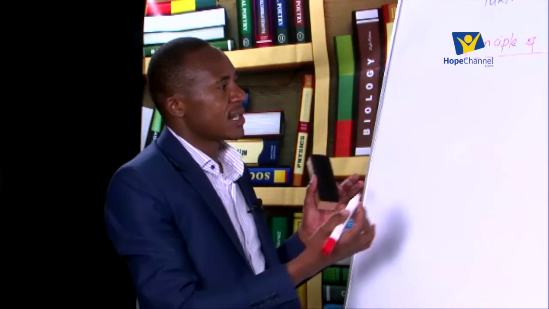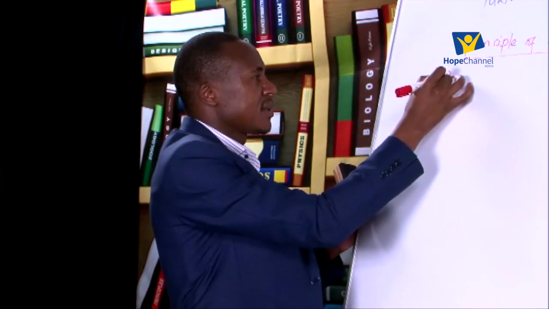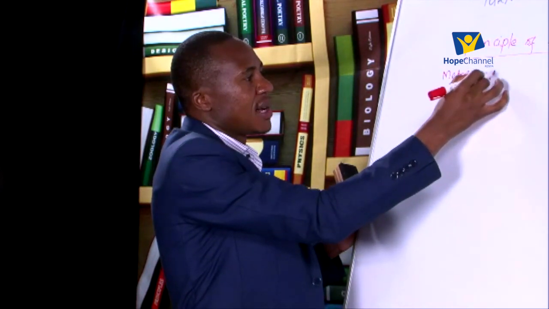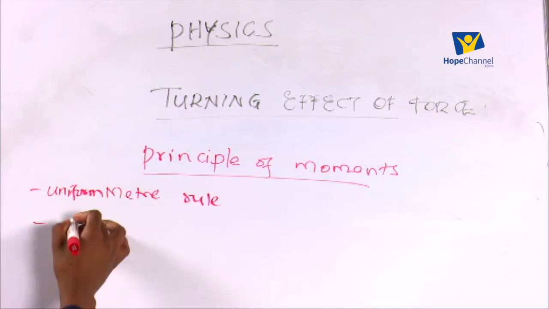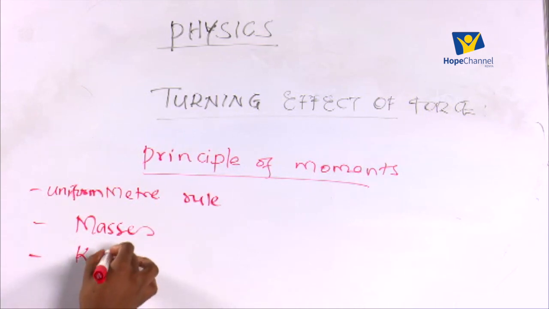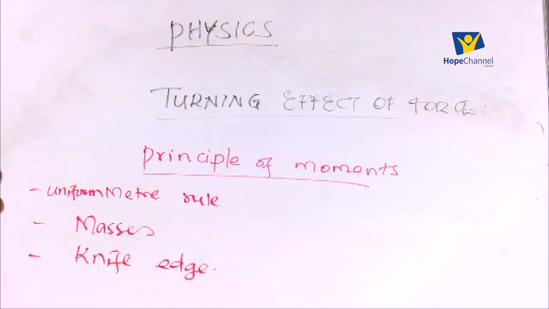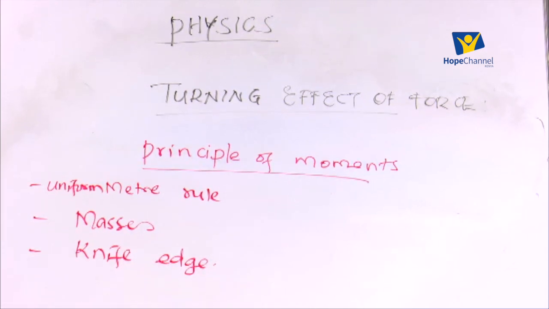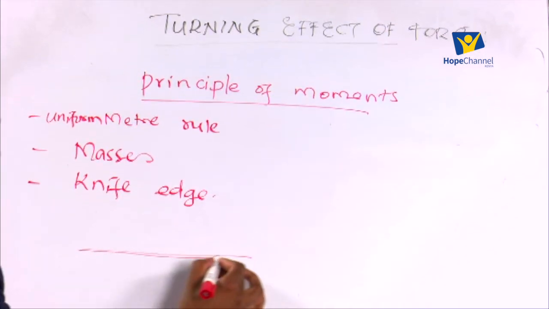And we can do it as an experiment, kind of. Now we need a uniform meter rule, and then we have some masses, and a knife edge just for balancing the meter rule. So we have these three things. Now we are going to do this. We balance the meter rule on a knife edge at its midpoint.